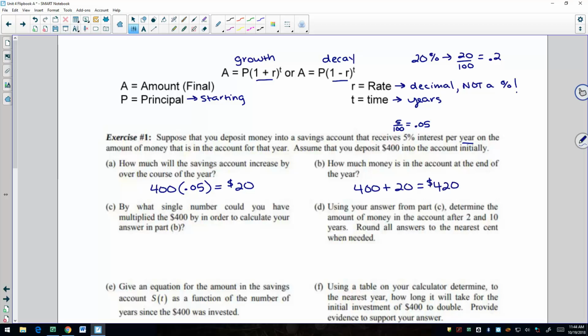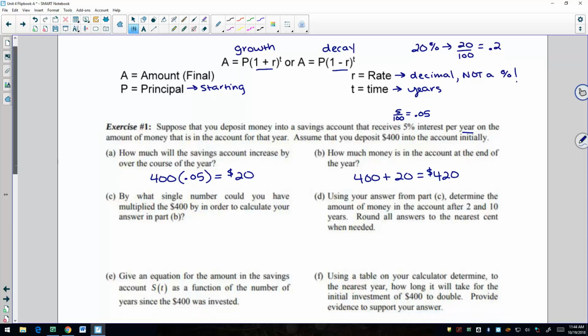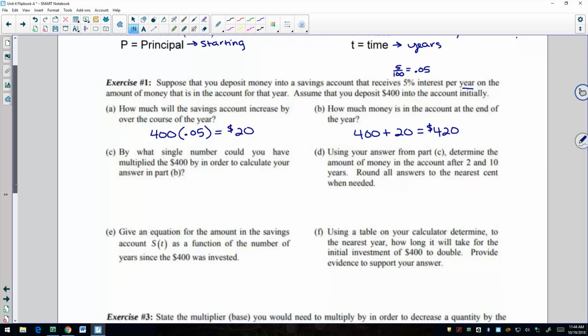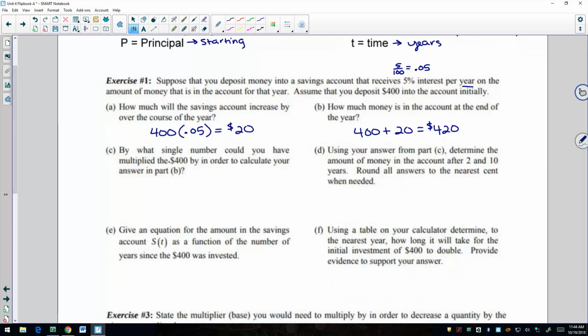So what this question is doing, it's really breaking it down for you step by step. Normally, they're not going to ask you this many separate little questions. It'll be just one big question. You'll have to do all of these steps within the question. Part C, by what single number could you have multiplied the 400 by in order to calculate B? So what could you have multiplied 400 by to get 420?